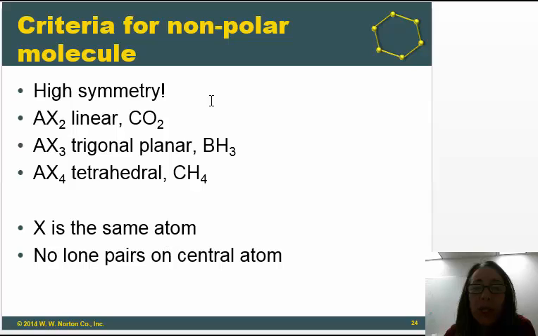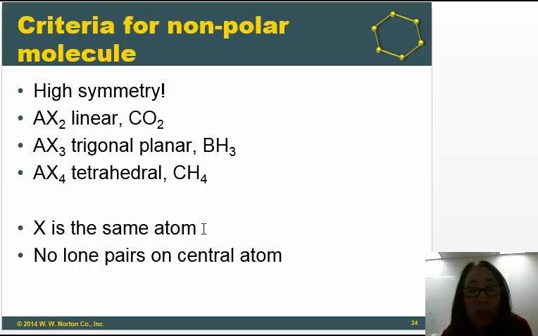So the criteria for a nonpolar molecule is high symmetry. It must be AX2 linear, where X is the same atom, or same element. So for example, carbon dioxide, where C would be our central atom A, and O would be our outer atom X. AX3 trigonal planar, an example is boron trihydride, where boron is our central atom and hydrogens are the outer atoms. And AX4 tetrahedral, where carbon would be our central atom and hydrogen is our outer atoms.